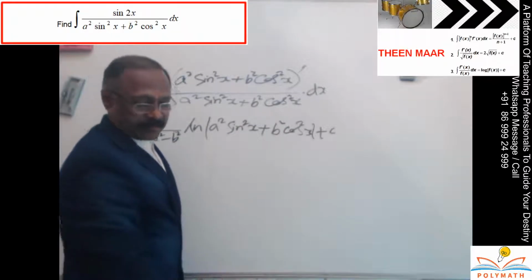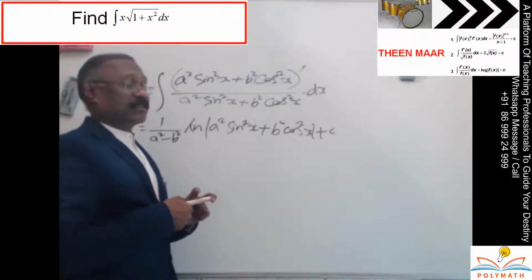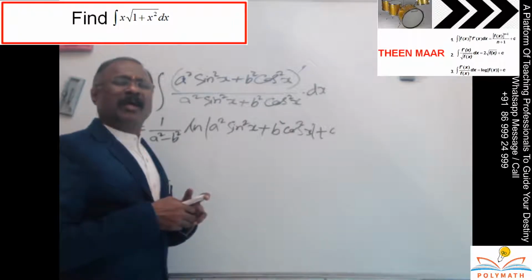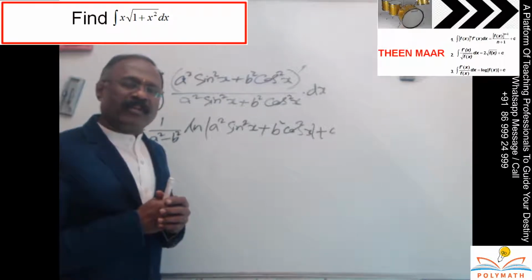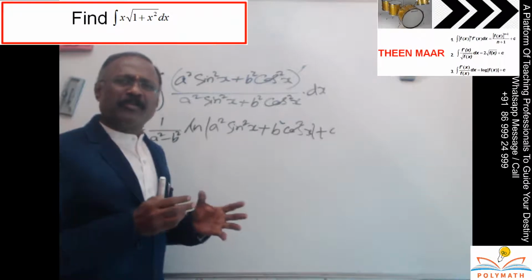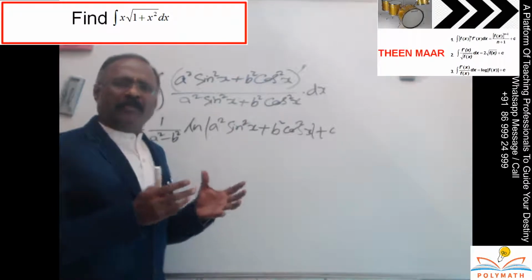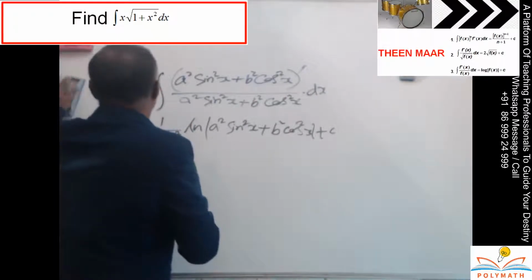Next, integral of x root 1 plus x square dx. Generally, whenever you come across indefinite integration, you always think of taking some function as t and then integrating it. Never do that whenever the problem takes the form of tin mar. Let us see this now.